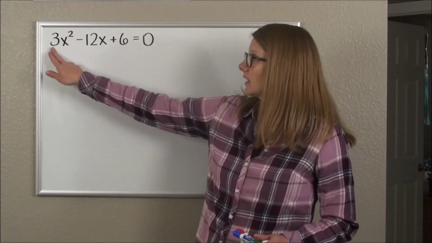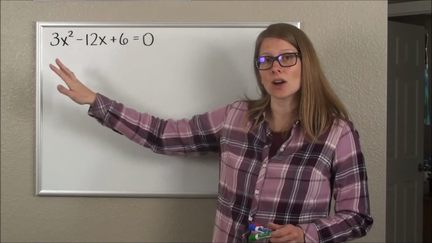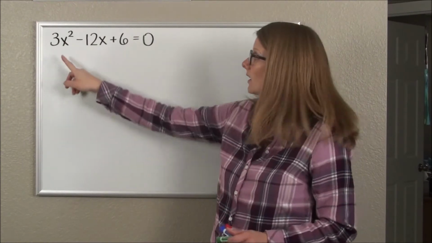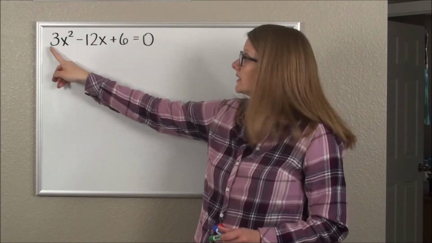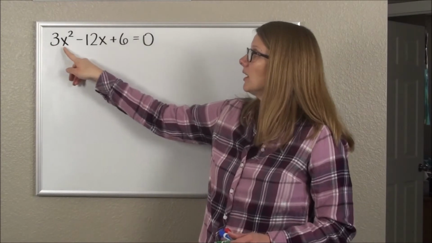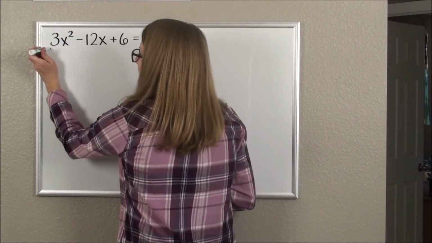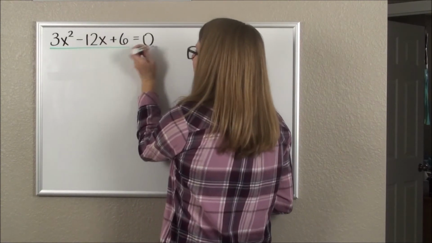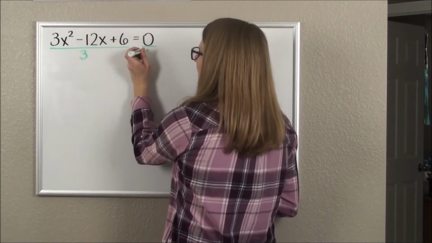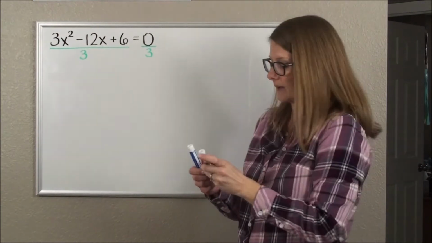In this case, the leading coefficient is 3, so I can't start the completing the square process yet. I need to get rid of that 3. And since it's attached with multiplication, my first step is to divide everything by that 3. Make sure that we maintain balance by dividing everything on the left and everything on the right by that 3.